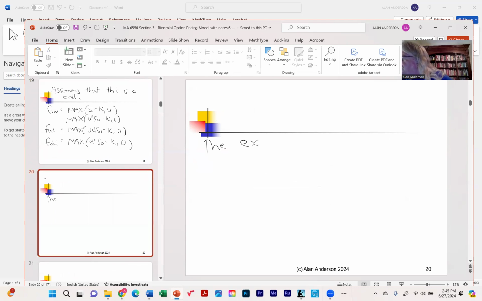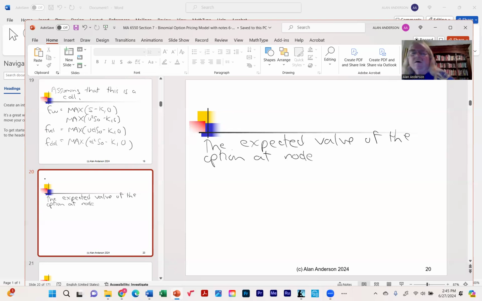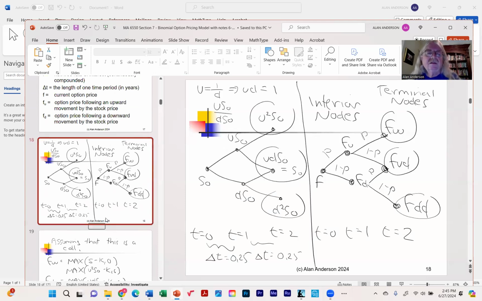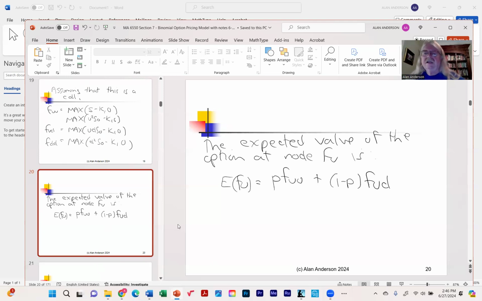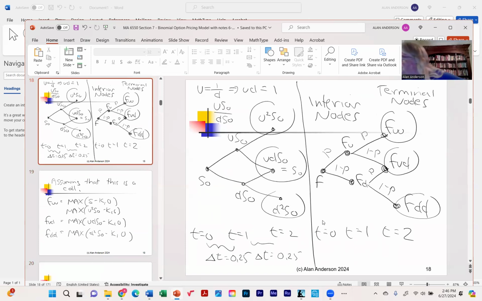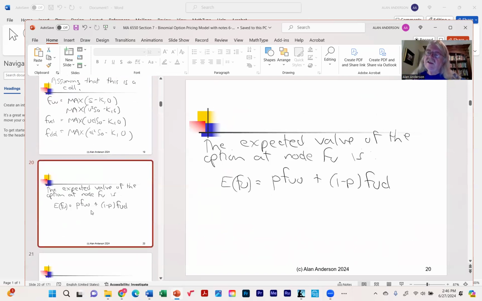The expected value of the option at node FU is, so in other words, if you're already at node FU, one of two things can happen. Either we go up to reach FUU, or we go down to reach FUD. So from this position, if we're at FU rather, either we go up to FUU with probability P, or we go down to FUD with probability 1 minus P. So we think of that as the expected value of FU.